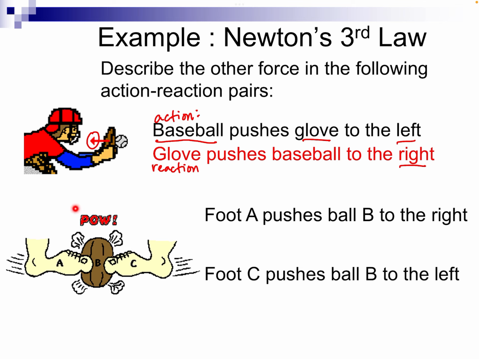In the second illustration here, you have three objects that are interacting. You have foot A, foot C, and ball B. If you have more than two objects interacting, you divide the scenario so that you're looking at two objects at a time, like foot A and ball B, and then next look at foot C and ball B. So in an interaction, there are only two objects that you're looking at at any instant of time.